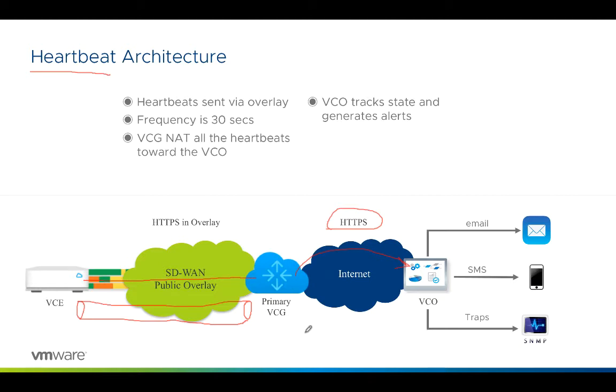These heartbeats are basically probes which are sent at a regular interval, in this case every 30 seconds. These are sent from an edge device to the orchestrator through gateways. Now, there might be a situation where the gateway goes down, then these heartbeats are sent directly from the edge device to the orchestrator using HTTPS. These heartbeats are originated from the edge device. And with the help of these heartbeats, the orchestrator knows what's the status or what's the state of the edge devices.